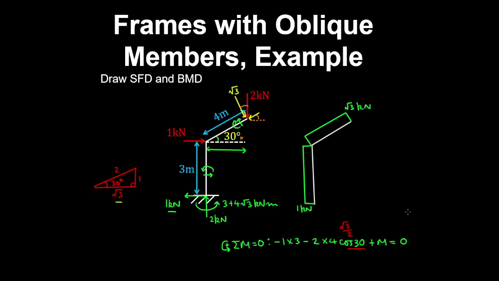And now we'll draw in our bending moment diagram. So the bending moment in the beam is root 3 by the moment arm, or 4 root 3, and varies linearly along that beam. And at the joint there's no externally applied moment, so the bending moment in the beam is the same as that in the column.